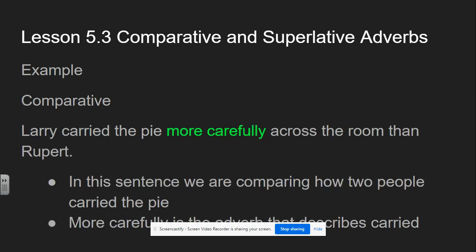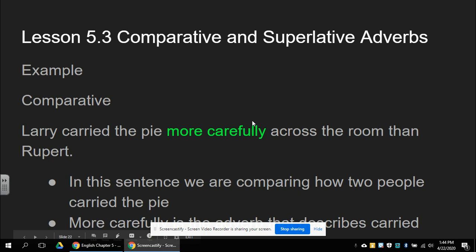Comparative example: Larry carried the pie more carefully across the room than Rupert. In this sentence, we are comparing how two people carried the pie. More carefully is the adverb that describes carried. I apologize that my screen there is covered at the bottom. Let's see if I can move this. Nope. All right. So once again, more carefully is the adverb that describes carried. Please write this in your notebook. Please stop the video.